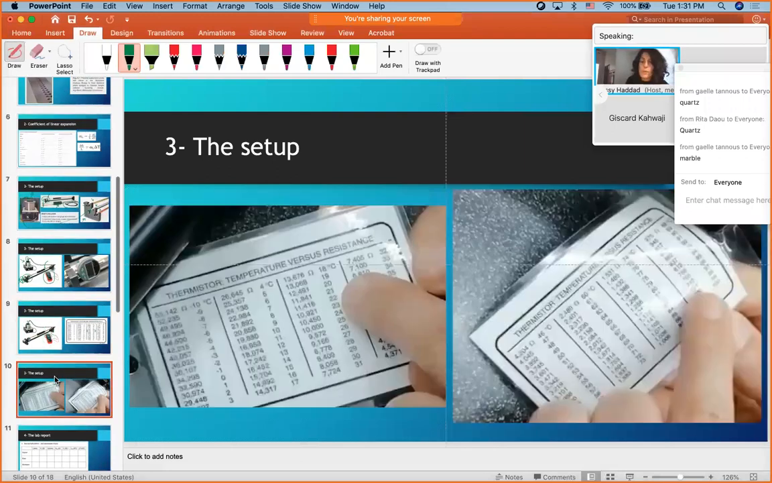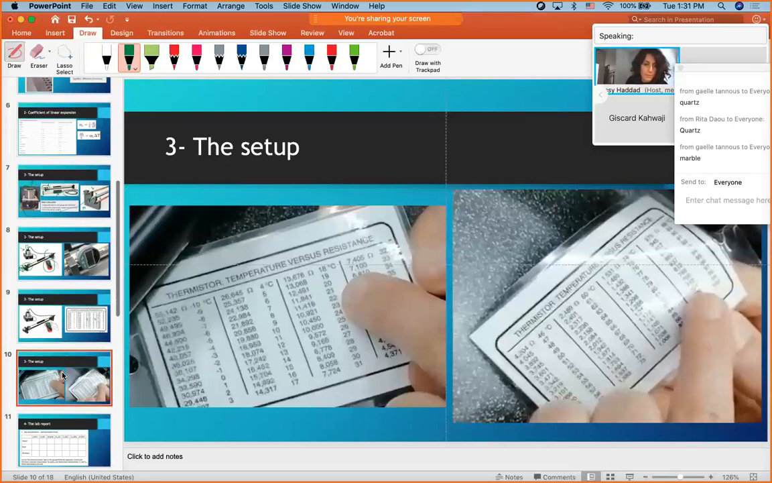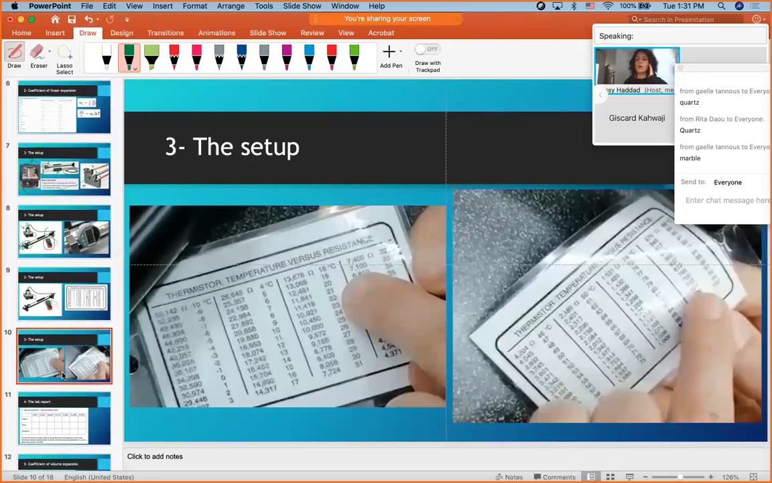More about the setup. This is a screenshot from the video that shows you temperature versus resistance for the thermistor. You can notice if it's a linear relationship or not. Think about it. You can also notice that as the resistance decreases, the temperature increases, and that's really interesting. All right. Any questions before I move on?